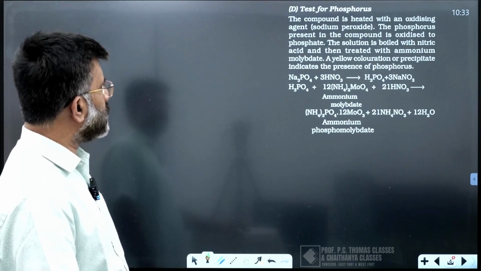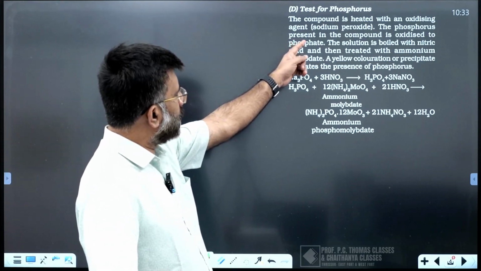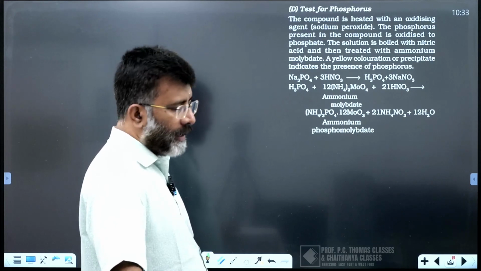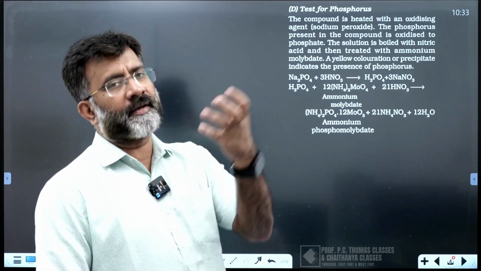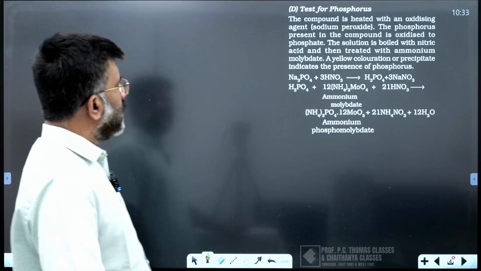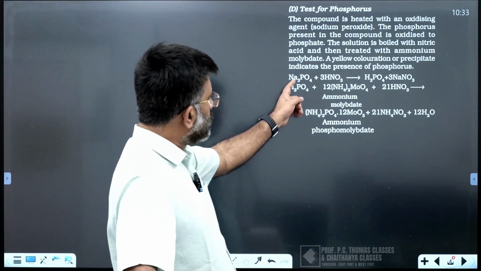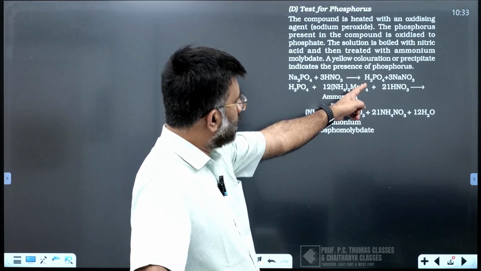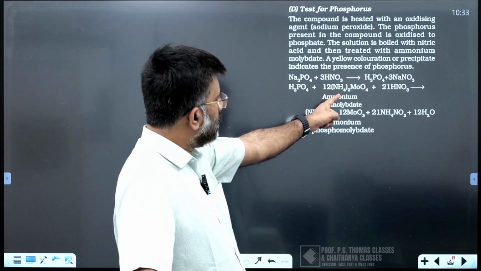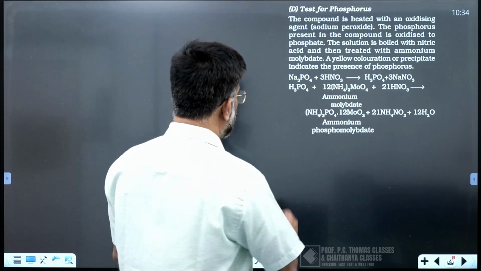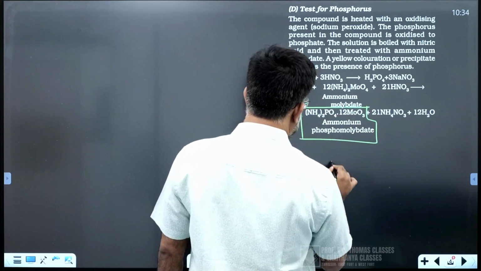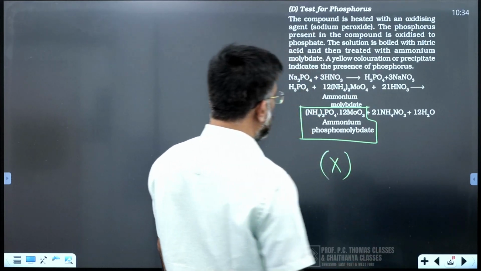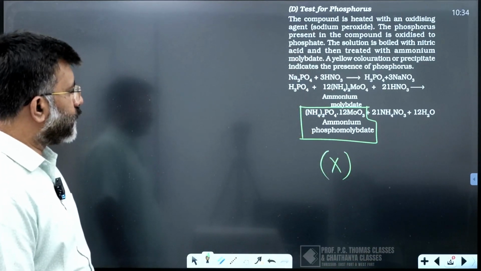Test for phosphorus. An organic compound containing phosphorus is heated with an oxidizing agent like sodium peroxide. You get sodium phosphate, that is converted to Na3PO4, and that reacting with ammonium molybdate, you get ammonium phosphomolybdate. This is X, the canary yellow precipitate, ammonium phosphomolybdate.